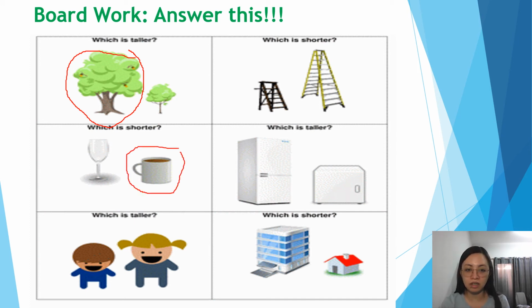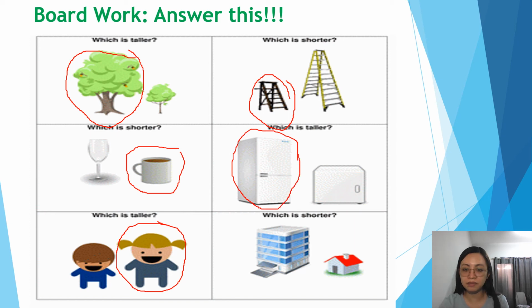Which is taller? The boy or the girl? Okay, the girl is taller than the boy. How about these ladders? Which is shorter? The brown one or the yellow one? Okay, so the brown one. Which is taller? These are fridges. Okay, this one on the left is the taller. How about this one? Which is shorter? The building or the house? Correct. The house is shorter than the building.